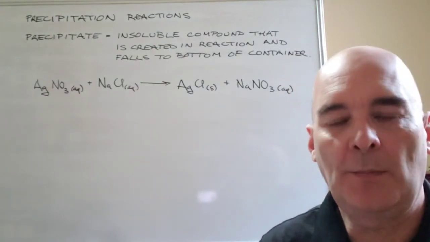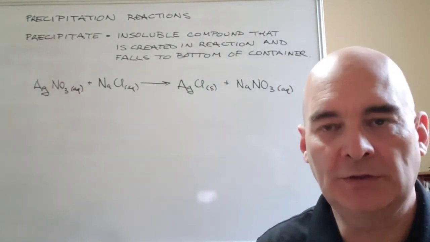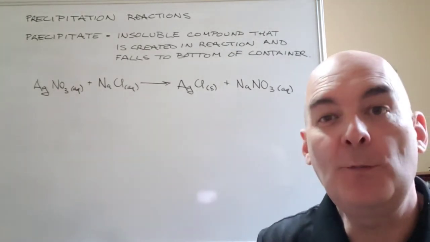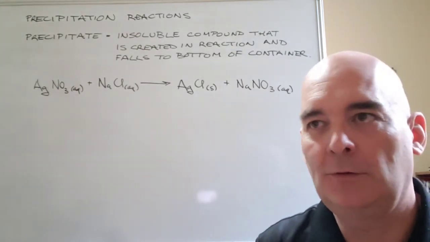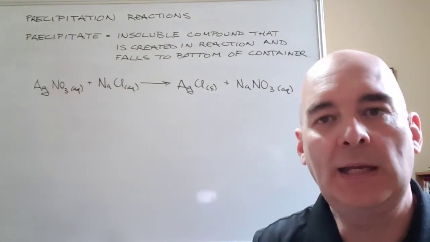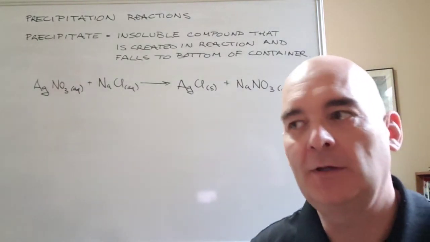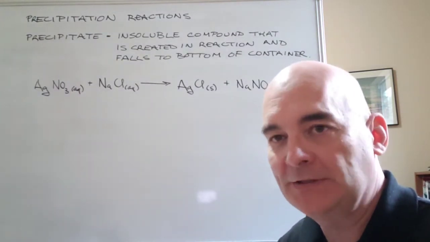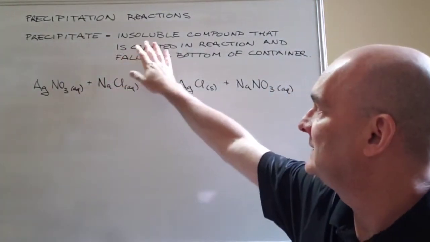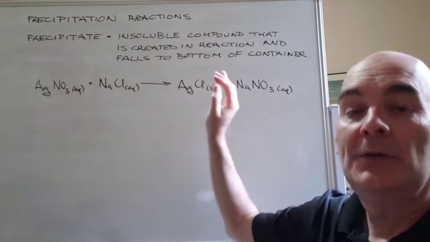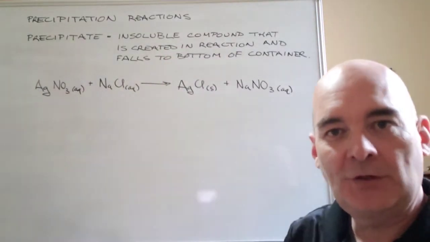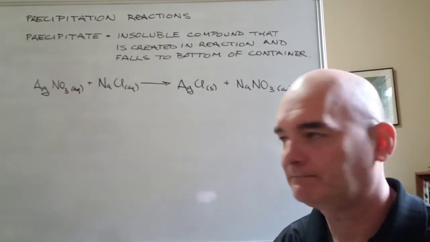Knowing that some ionic compounds are not going to be soluble in water gives us the opportunity to make them in a pure way by combining salts together in a way that forces something to precipitate. A precipitate is an insoluble compound that is created during a reaction and it falls to the bottom of the container.